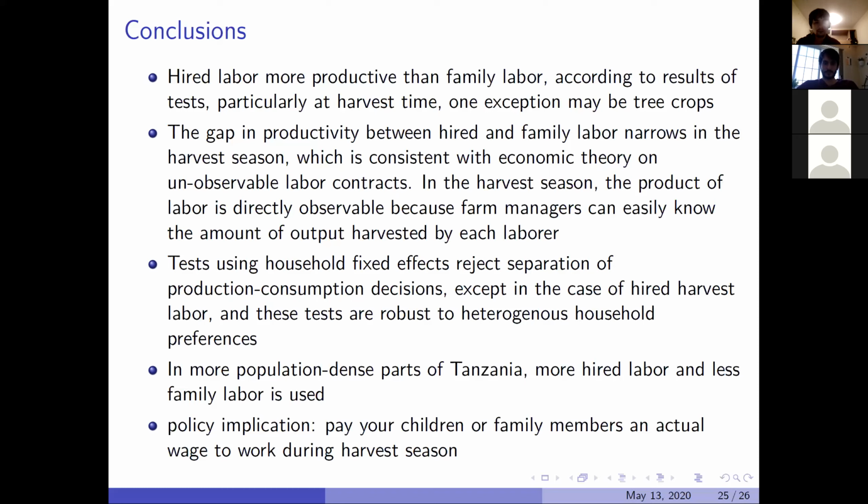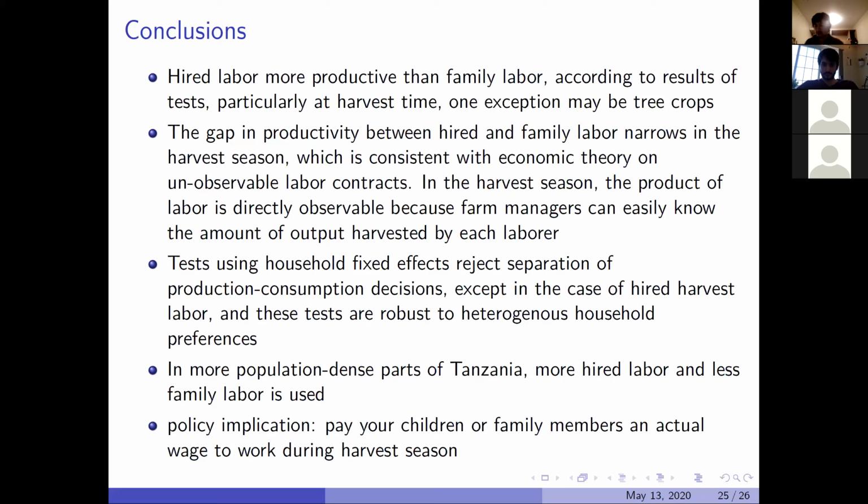the gap in productivity between family and hired labor closes at the harvest season, which is consistent with economic theory about observability of labor contracts, with labor contracts for the preparatory period being hard to observe. The product of labor is much harder to observe in the preparatory period of the agricultural season than in the harvest period, because in the harvest period, I just see how much you harvested.